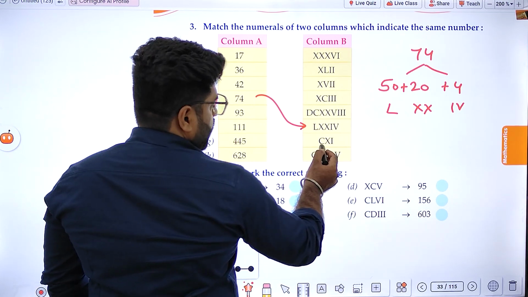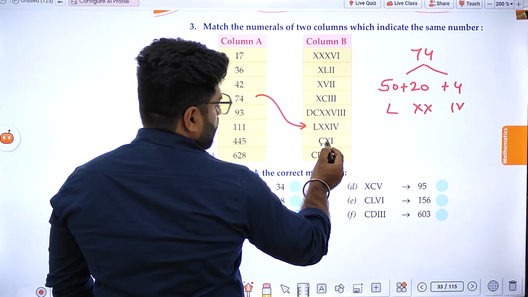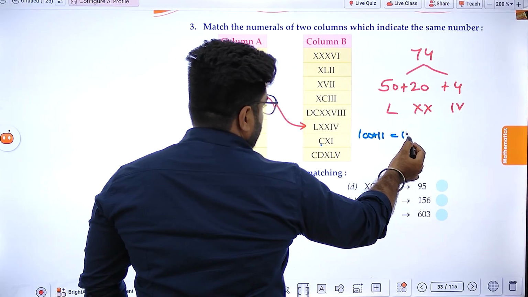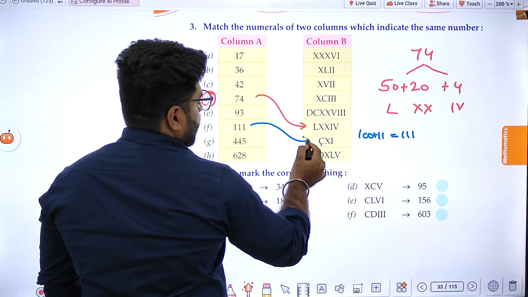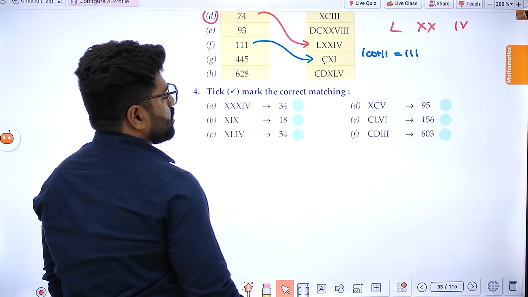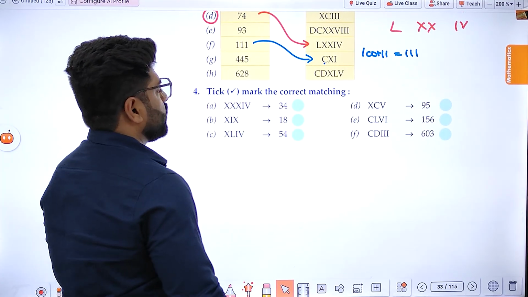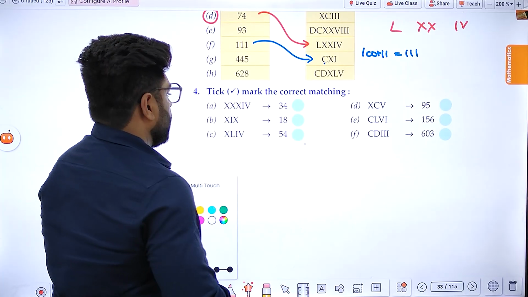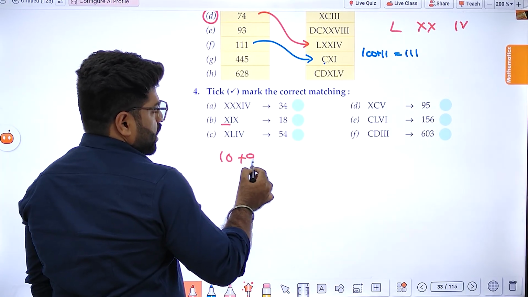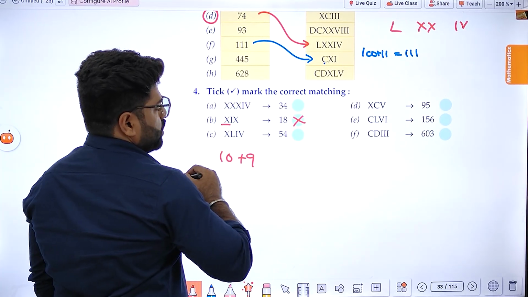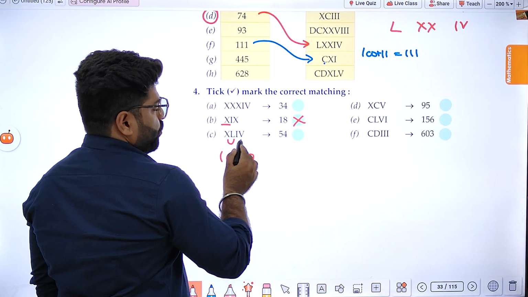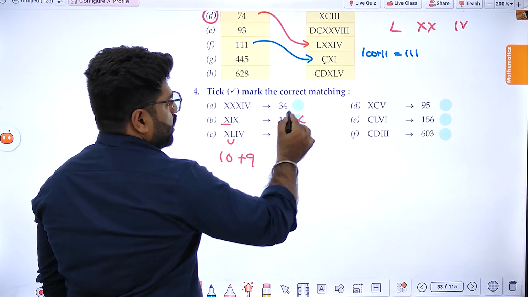Okay. See, here we have CD, that is 400, and then we have 11. So here we have 411. So this is the next number. So you can do it by this. Next is tick mark the correct matching. Okay. So here we have, this is 10 and this is 9. So this is 90. Here we have 44. This is also wrong and this is right.